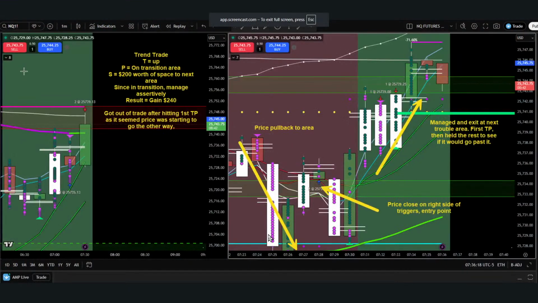All right, Victor. Trend trade. The triggers are up. You're in the transition side of the triggers. You have $200 worth of space to the next area. The market pulls back and closes above, and it goes to trouble. So, Victor, there is a lesson in here. And guys, this is a TradingView lesson only. Are you with me, Victor? I'm going to share one picture with you guys.